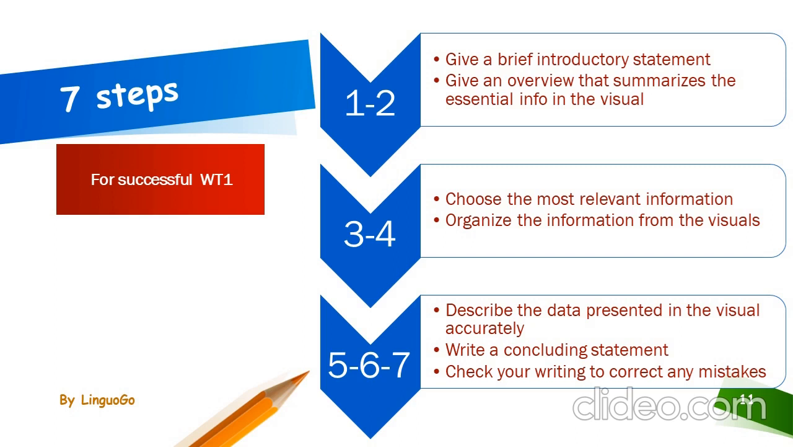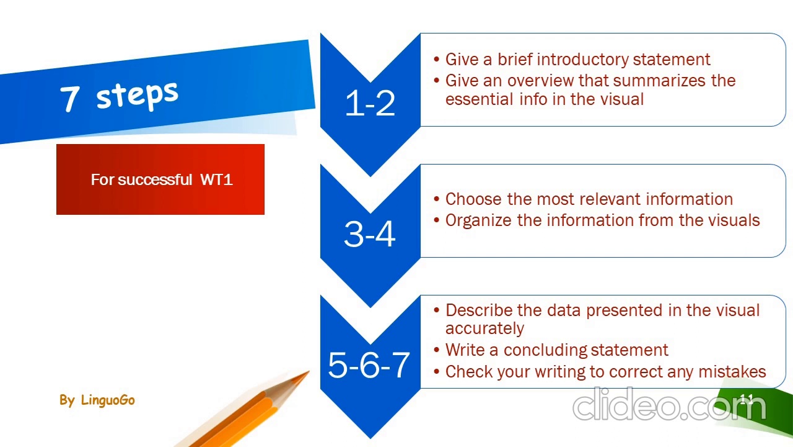6, write a concluding statement. Conclusion is important here. In some of the books, they say that you can omit conclusion, but in the recent books, they suggest to write a conclusion. And the concluding statement doesn't have to be clearly stated as a conclusion. So you can write the last sentence by saying the general trend or main feature of the diagram.